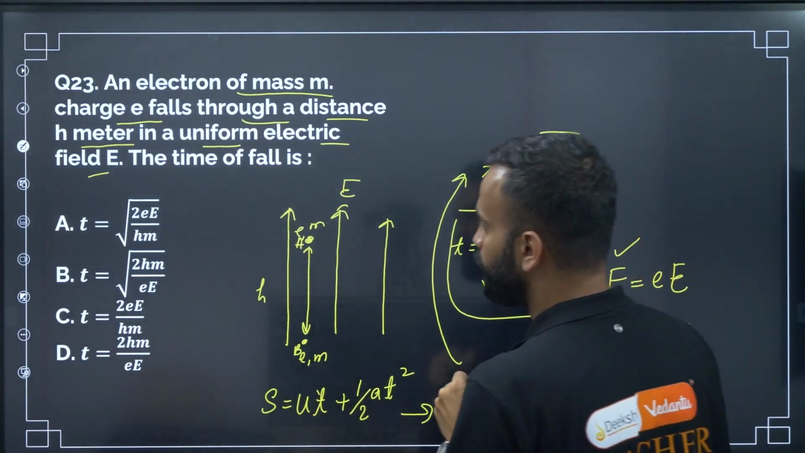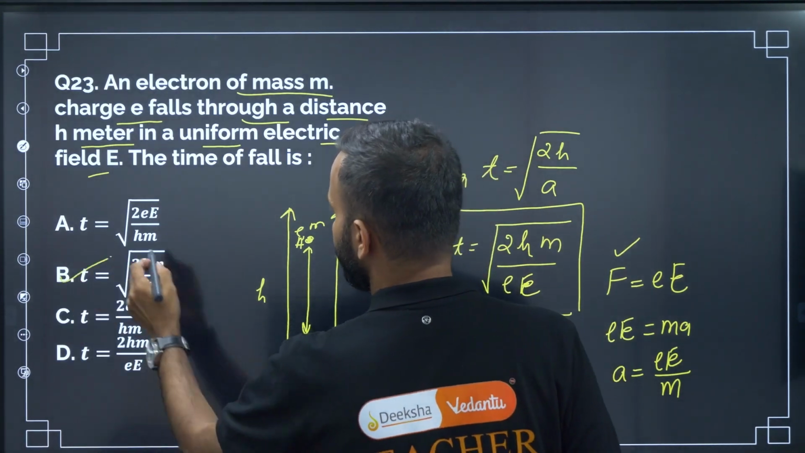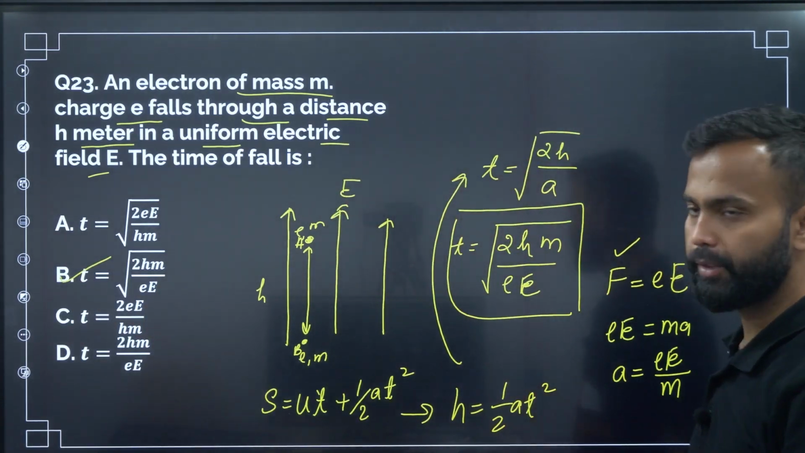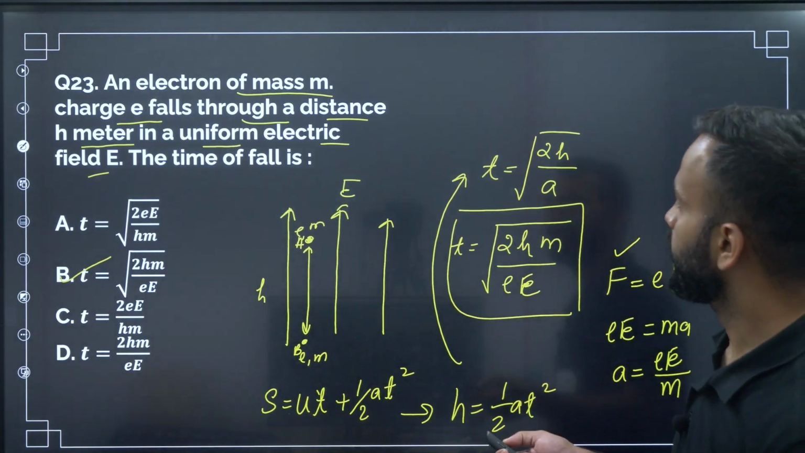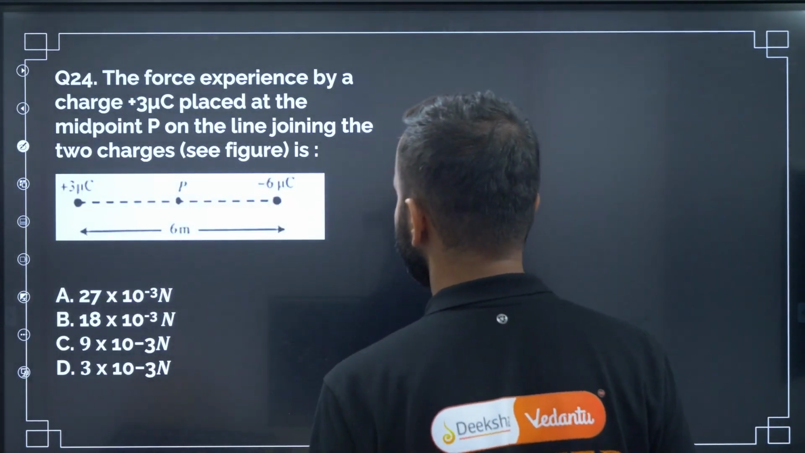So the correct option is B. T equal to root of 2hm divided by E into E. Next question. Question number 24.